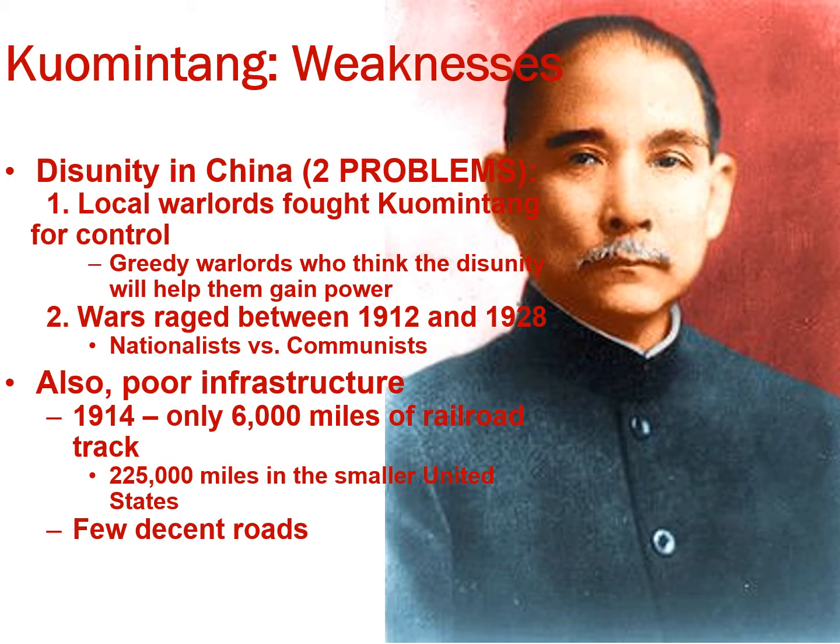So even though Sun Yat-sen does have a little bit of a more positive view of the quote-unquote Western world, and he did believe in sovereignty of the people and democracy and those ideas, there was some definite weakness of the KMT. One is actually a really big one, the disunity of China. And with the disunity of China, there essentially were two main problems. First was the local warlords who fought the Kuomintang for control. And these warlords thought that the disunity within mainland China would help them gain power. Once again, think about the whole mandate of heaven belief, the thought that China was the center of the world, and the whole dynastic cycle.